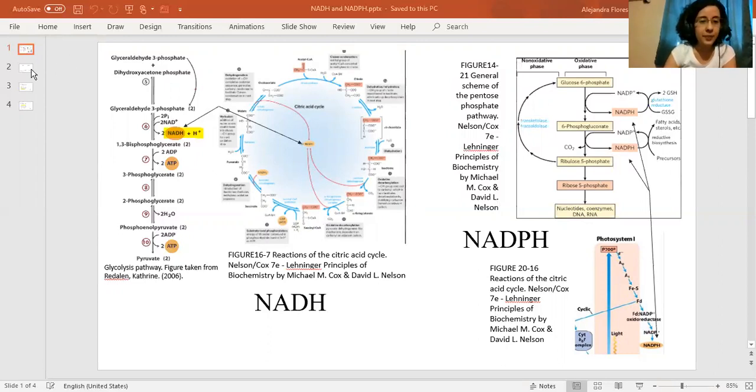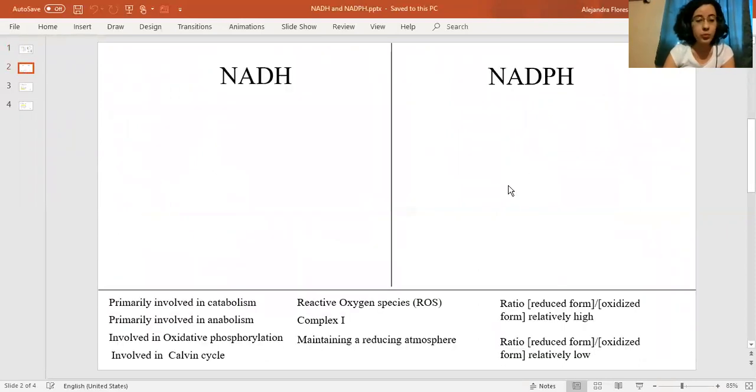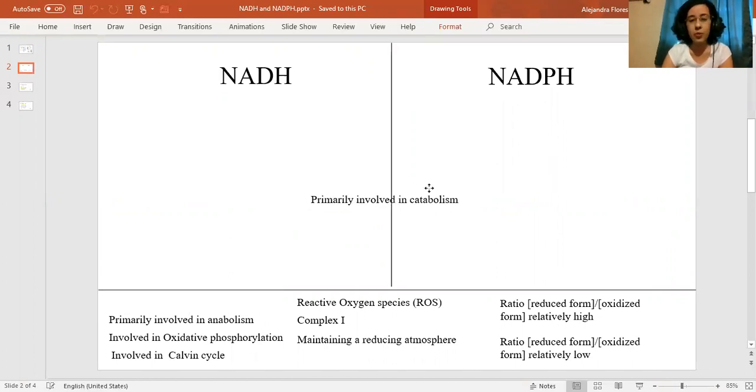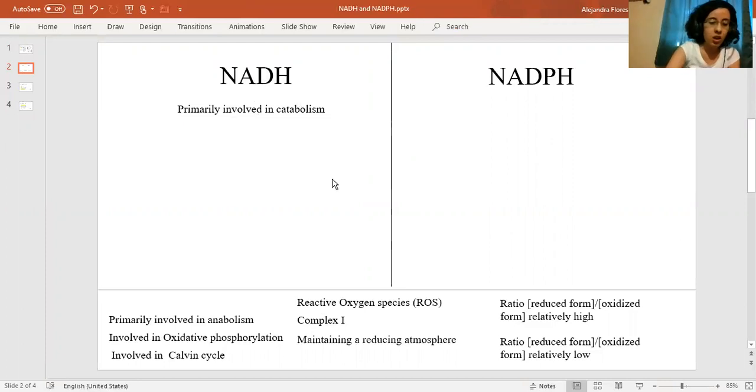In the next slide, we're going to have the difference between the two of them. This is kind of like a little game. So let's start. The first one says primarily involved in catabolism. You see the NADH and the NADPH, and this goes with NADH. Catabolism means the breaking down of big molecules to yield energy. So that's why NADH is primarily involved in catabolism.